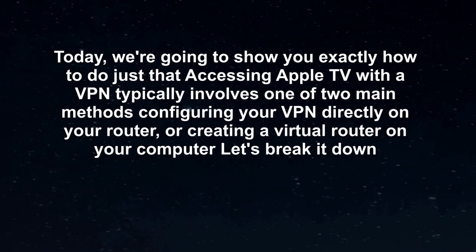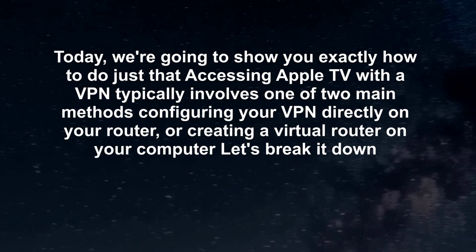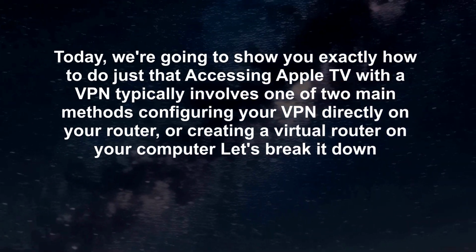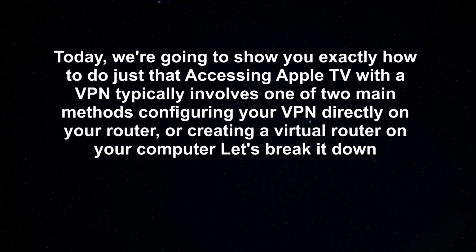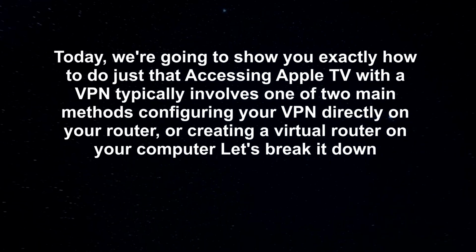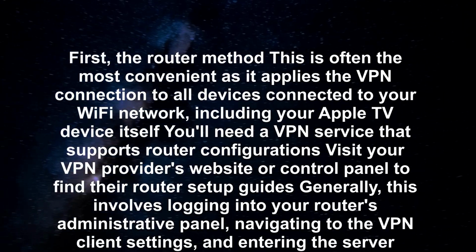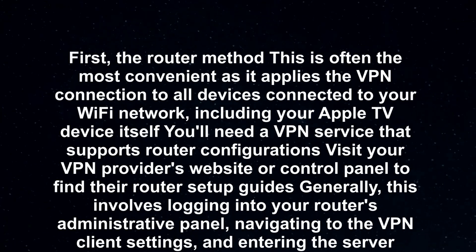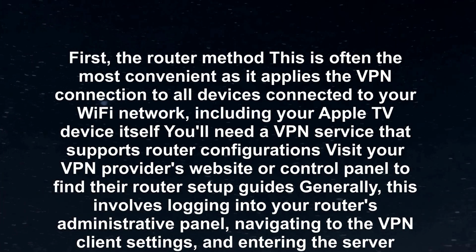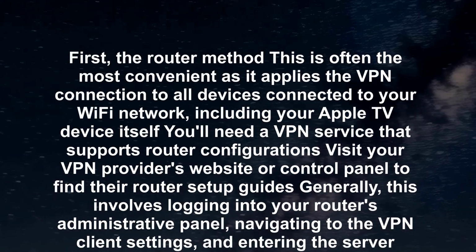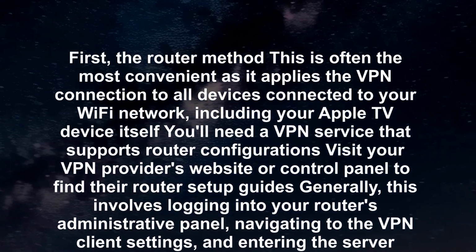Accessing Apple TV with a VPN typically involves one of two main methods: configuring your VPN directly on your router, or creating a virtual router on your computer. Let's break it down. First, the router method. This is often the most convenient, as it applies the VPN connection to all devices connected to your Wi-Fi network, including your Apple TV device itself.